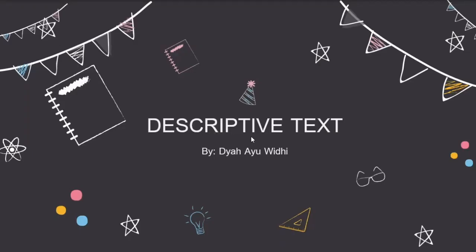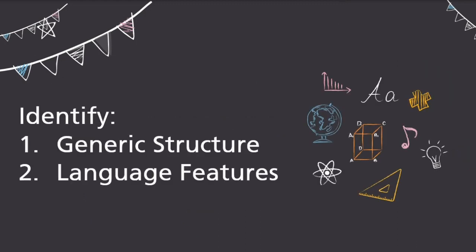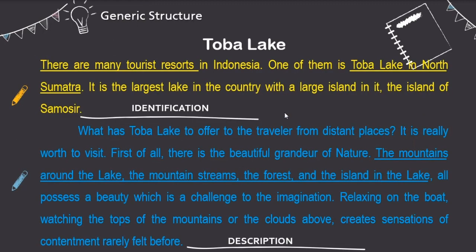Okay, students, I have one example of descriptive text. I will explain it to you. So, please pay attention. In this section, I will show you how to identify generic structure and language features in descriptive text. This is a descriptive text with the theme tourist attraction. First, I want to identify the generic structure. In the first paragraph, this is identification.